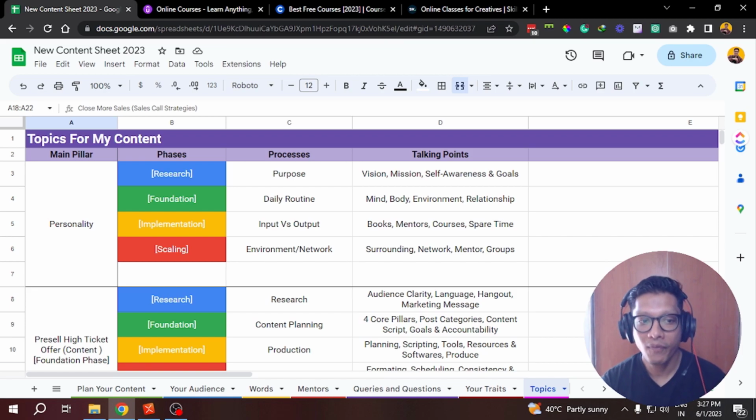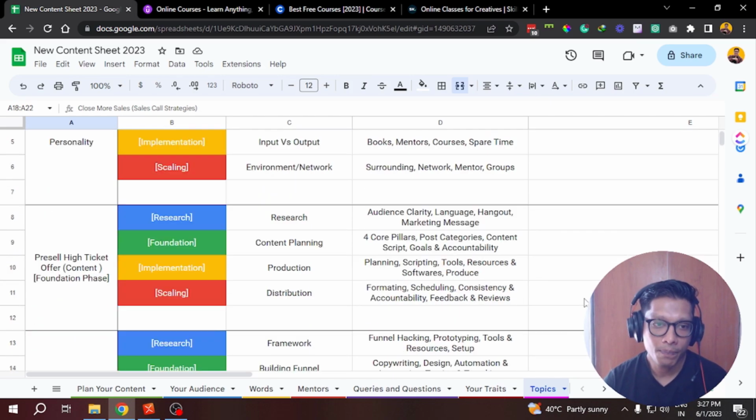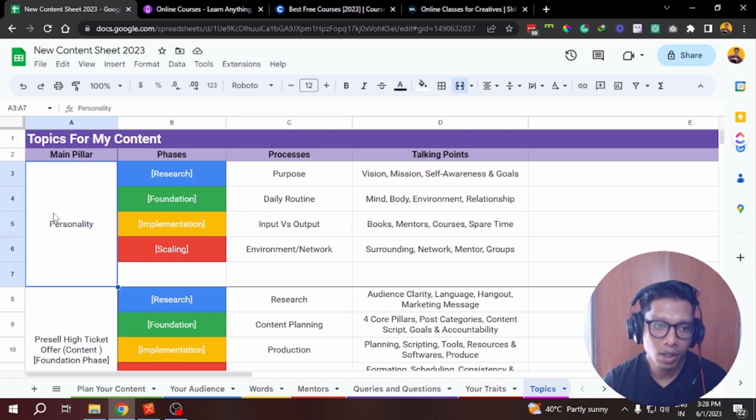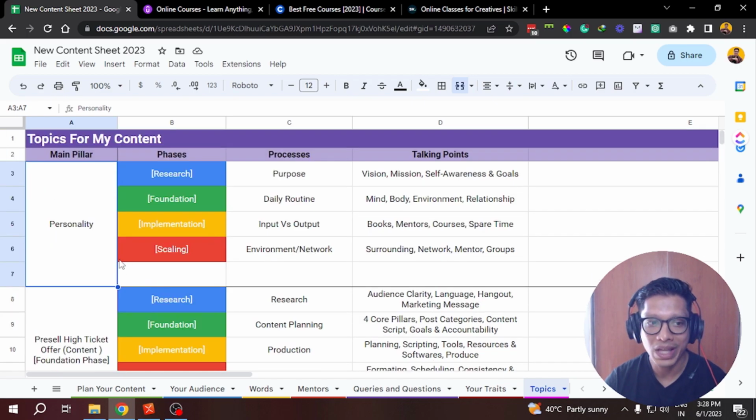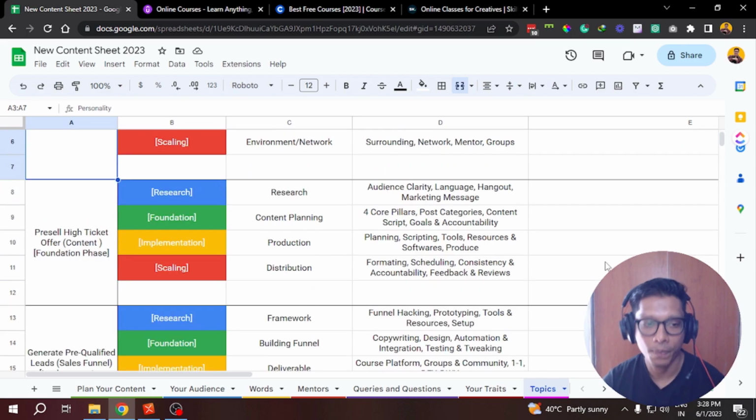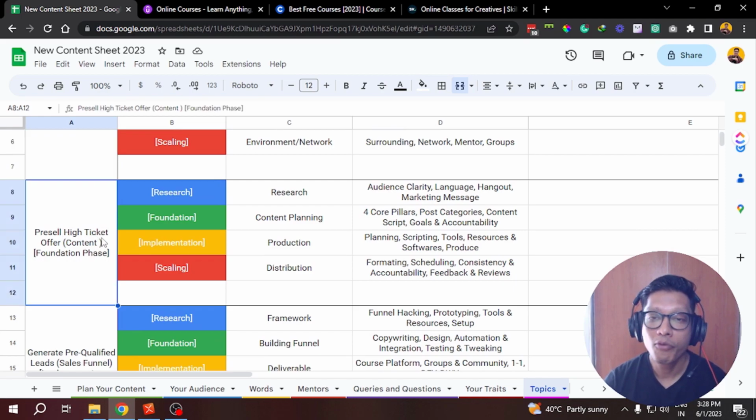Okay. And the reason that I suggest you use this framework is, imagine that when you're talking about the research part, you don't really have to worry about implementation or scaling, because you know exactly what things you need to talk about. When you're talking about foundation, you know exactly what things you need to talk about which will help them build a strong foundation. So here you will only talk about building foundation things, right?